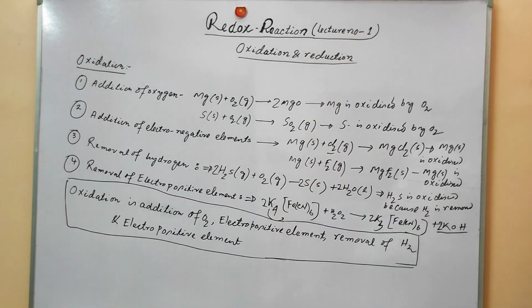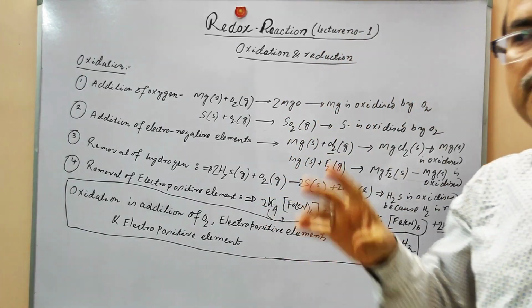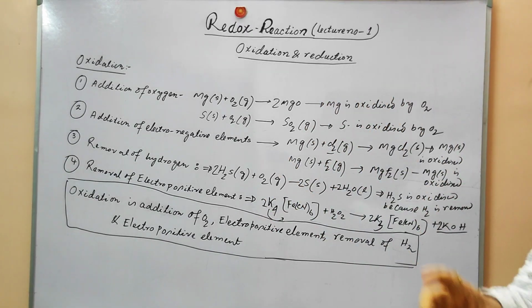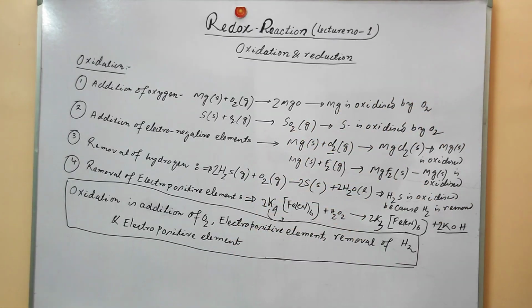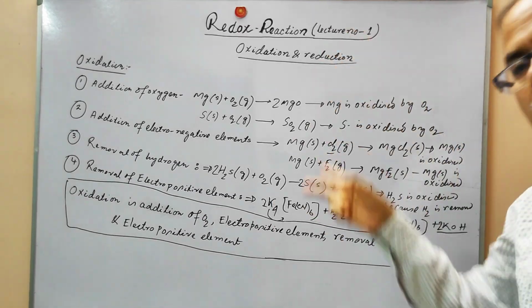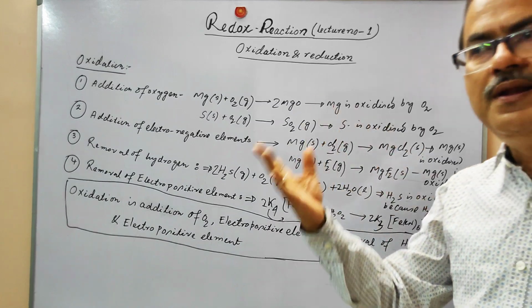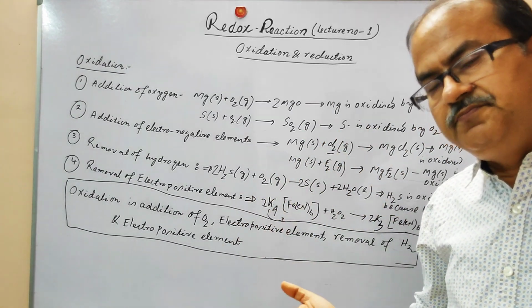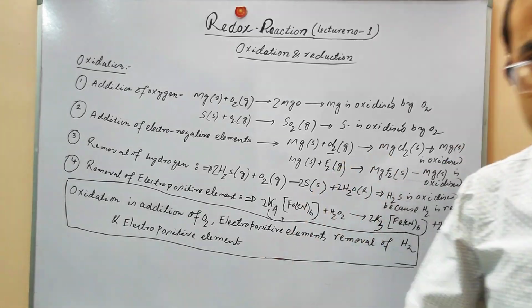So in oxidation, four things can happen. When there is addition of oxygen to a substance, we call it oxidation. When there is addition of an electronegative element to any other substance, we call it oxidation. When there is a removal of hydrogen from the substance, we call it oxidation. When there is a removal of an electropositive element, we call it oxidation. So these are four ways that you can define oxidation.